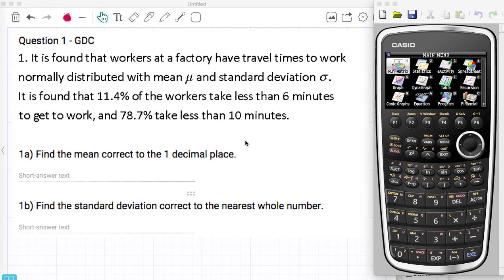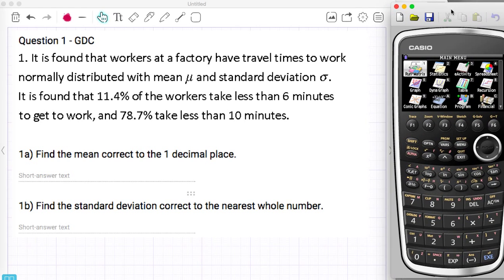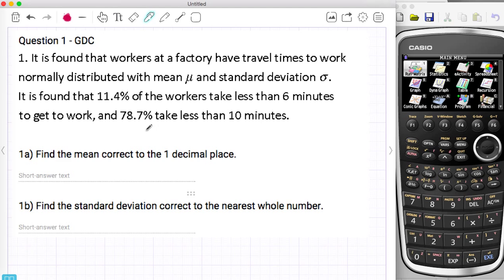Okay, I've got another revision question here that I tend to give my students, and it's really based in the normal distribution. If you want to have a go at it, pause the video and then unpause it and we'll do the solution.